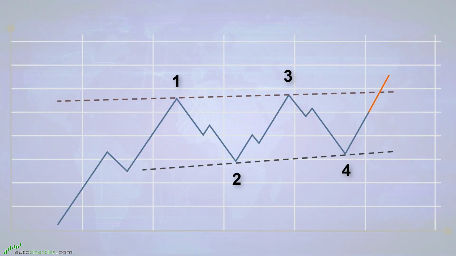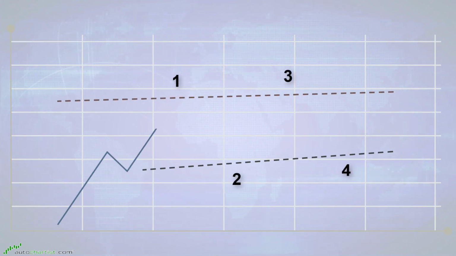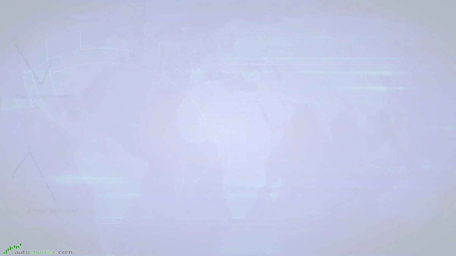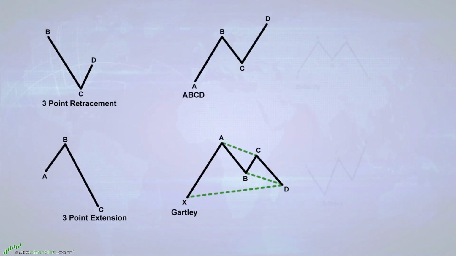So when an emerging pattern either crosses the correct boundary and completes, or the price turns around and goes the opposite direction before it does, the pattern will be removed from this list, because in both those cases, it will no longer be tradable. Let's take a look now at emerging Fibonacci patterns.